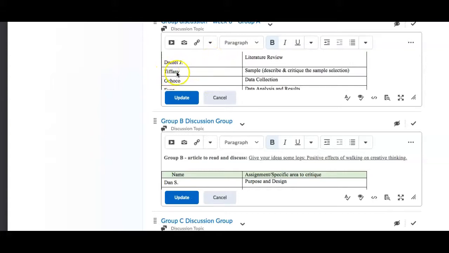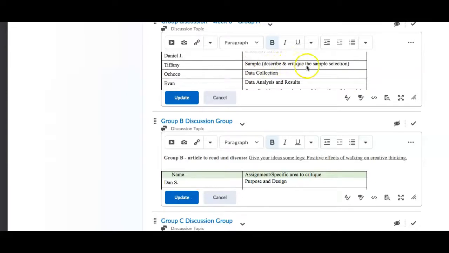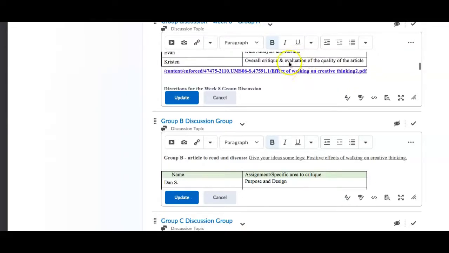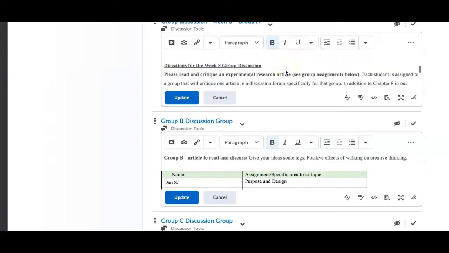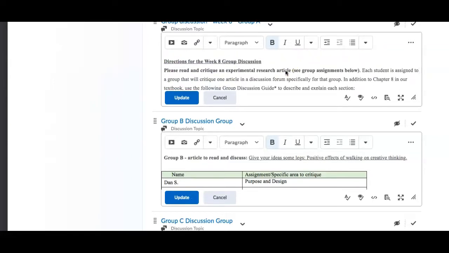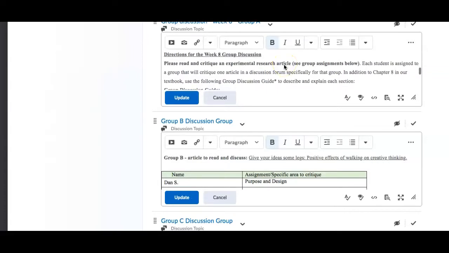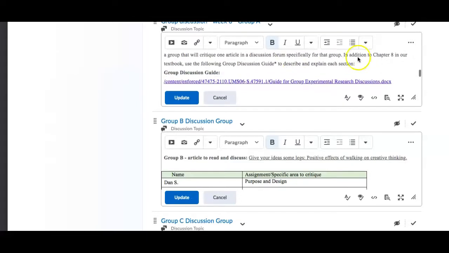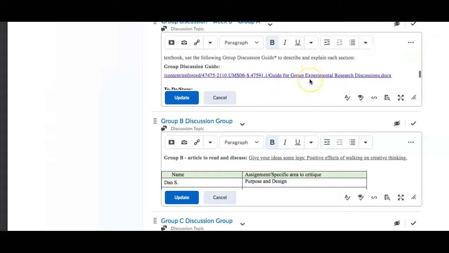To give you an example, Tiffany is in charge of writing about the sample, so describe and critique the sample selection. Here's the actual article. So now we're into the specific things to do. First of all, everybody read the entire research, and then you can use chapter 8 in the textbook for some help. There's also a very simple guide, if you click on this, that gives some ideas on how to frame what you're going to be writing in the discussion post. You just click on that, and it will take you to it.